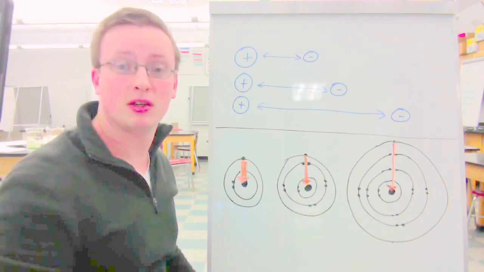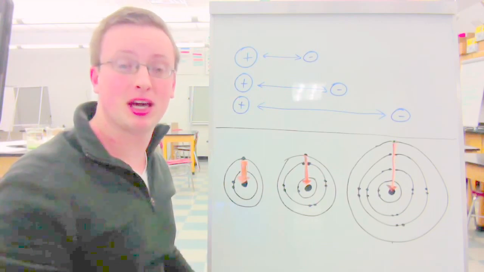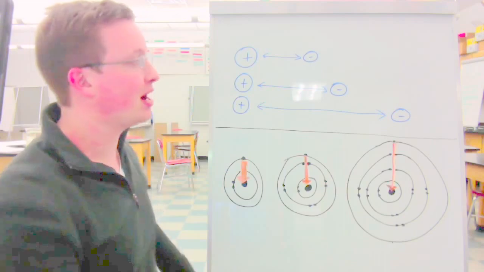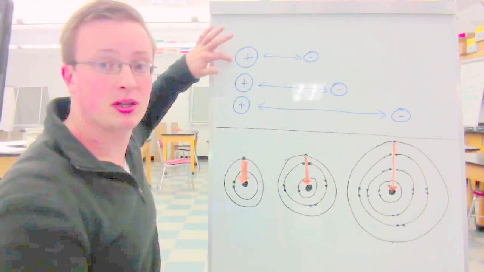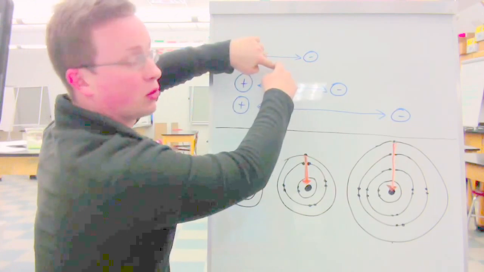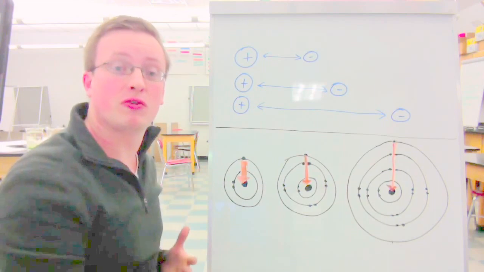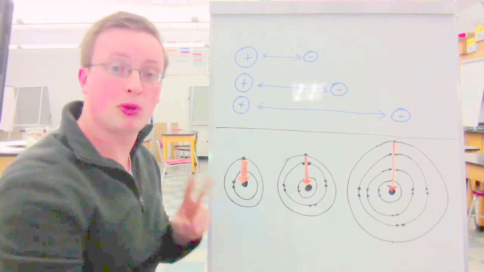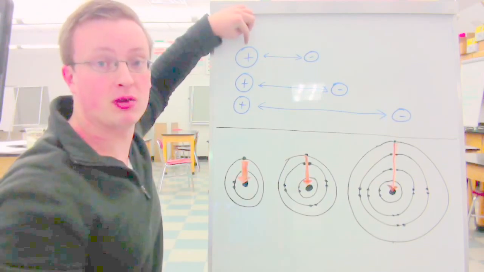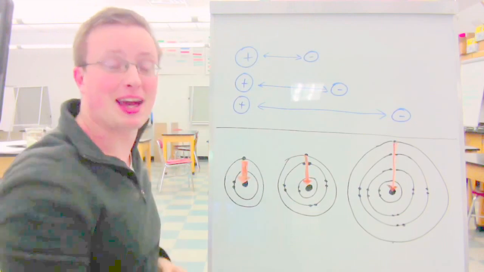Coulombic attraction is when two oppositely charged particles experience an attractive force. What this means is if you have a positive charge and a negative charge, they will attract towards each other. In chemistry, so far, we've learned about two particles that have charges. One is the proton, which is positive, and the other is the electron, which is negative.